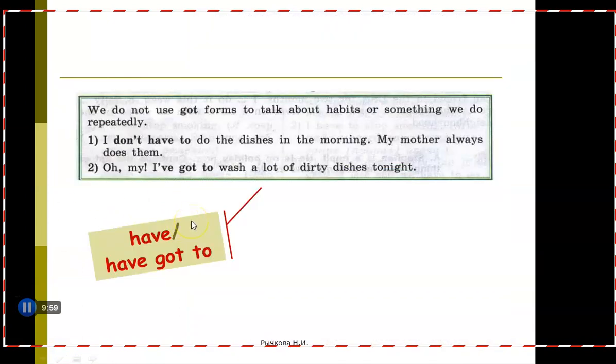We don't use these forms to talk about habits or something we do repeatedly. I don't have to do the dishes in the morning. My mother always does them. Oh my, I've got to wash a lot of dirty dishes tonight.